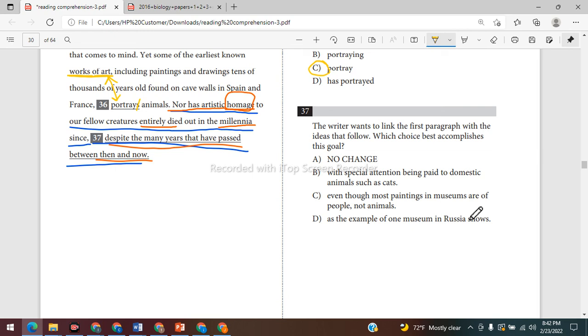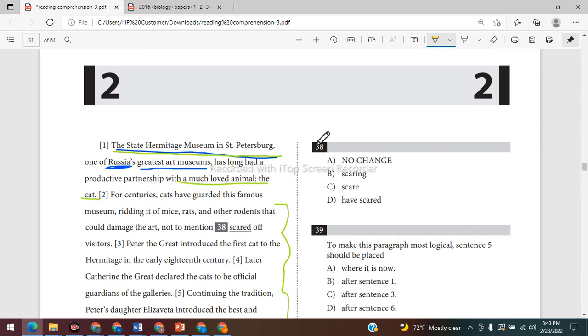I say D. D as well. Yeah, because it connects, right? It does connect the first paragraph to the next paragraph. We start talking about what? The museum in Russia. Okay.